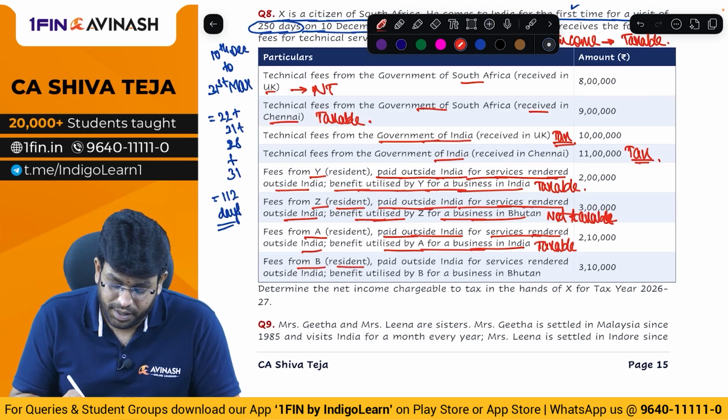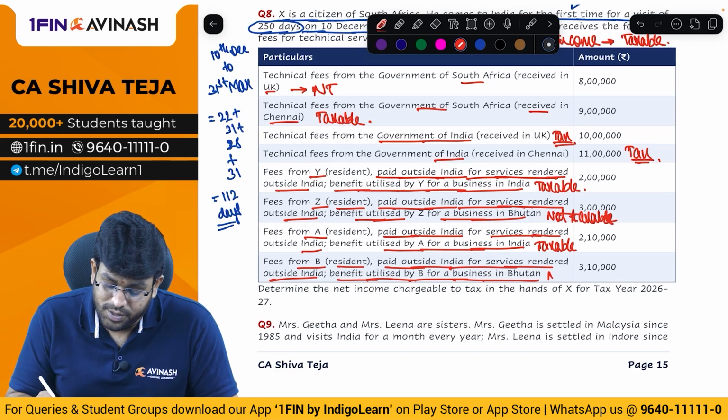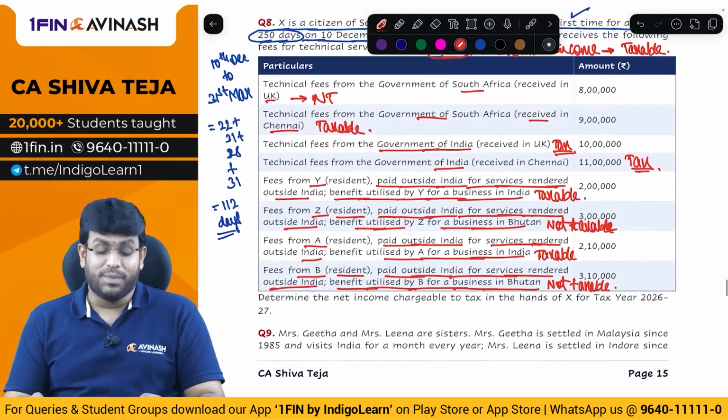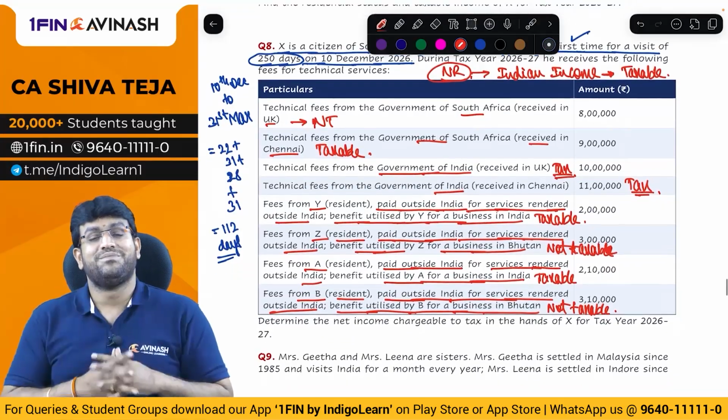Fees from B, resident, which are paid outside India for service rendered outside India. The benefit is utilized by B for business in Bhutan. This is also not taxable. So that is the story of this interesting question. Question number 8: how do we determine the total income?